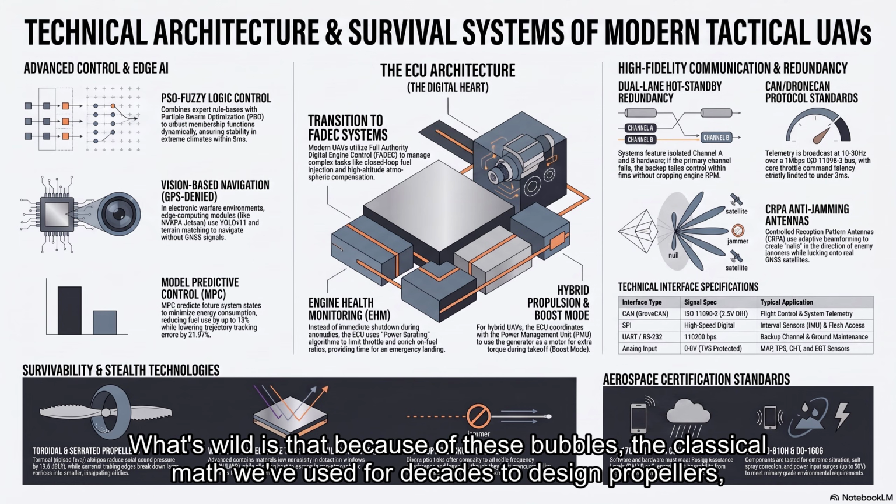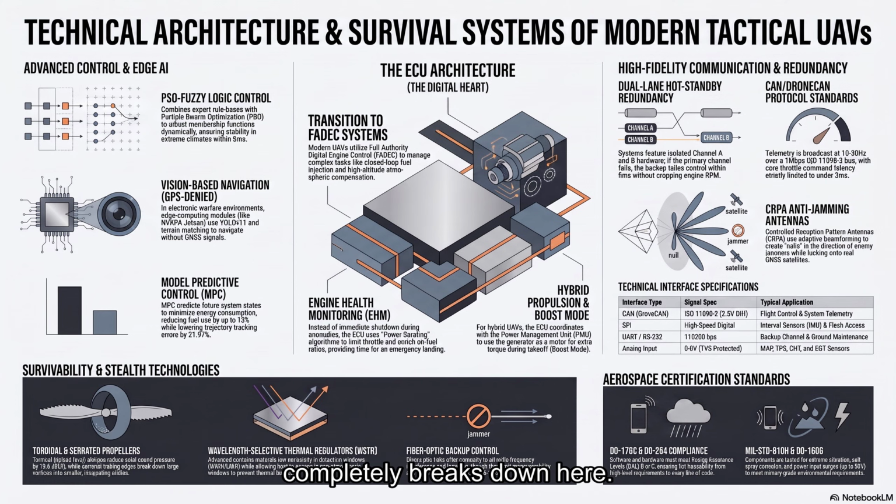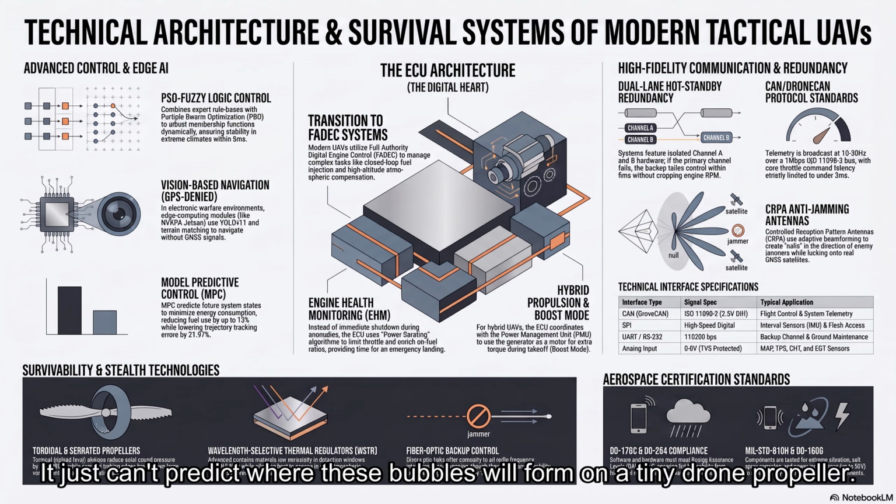What's wild is that because of these bubbles, the classical math we've used for decades to design propellers, stuff like blade element momentum or BEM theory, which works perfectly for massive wind turbines and helicopters, completely breaks down here. It just can't predict where these bubbles will form on a tiny drone propeller.